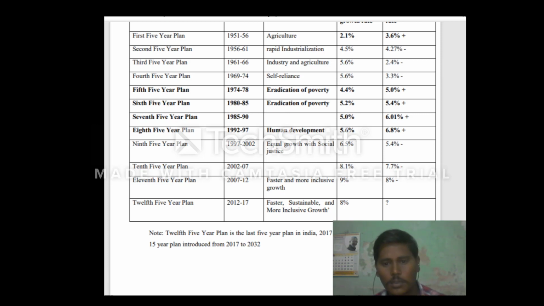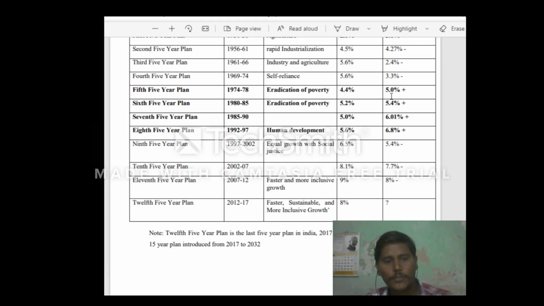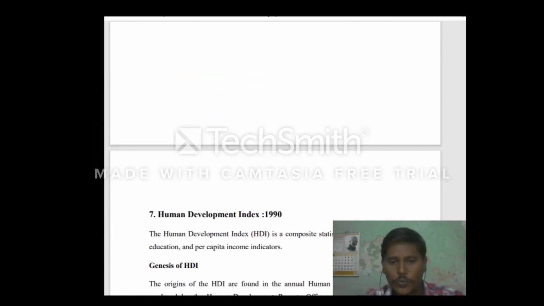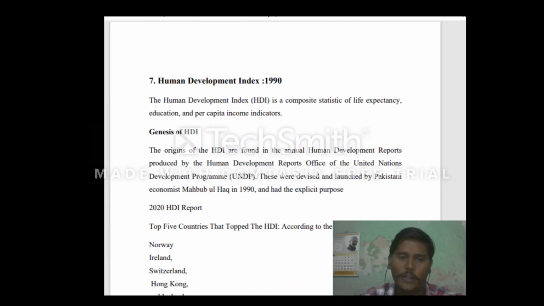In fact, I had made bold marks for some five year plans: the fifth, sixth, seventh, and eighth, and the first five year plan also. These five year plans had achieved more than their target. That's why the plus positive mark is given to the first, fifth, sixth, seventh, and eighth five year plans. So the 12th five year plan was the last five year plan in India. From 2017 onwards we had a different plan in the name of Vision Document 50.